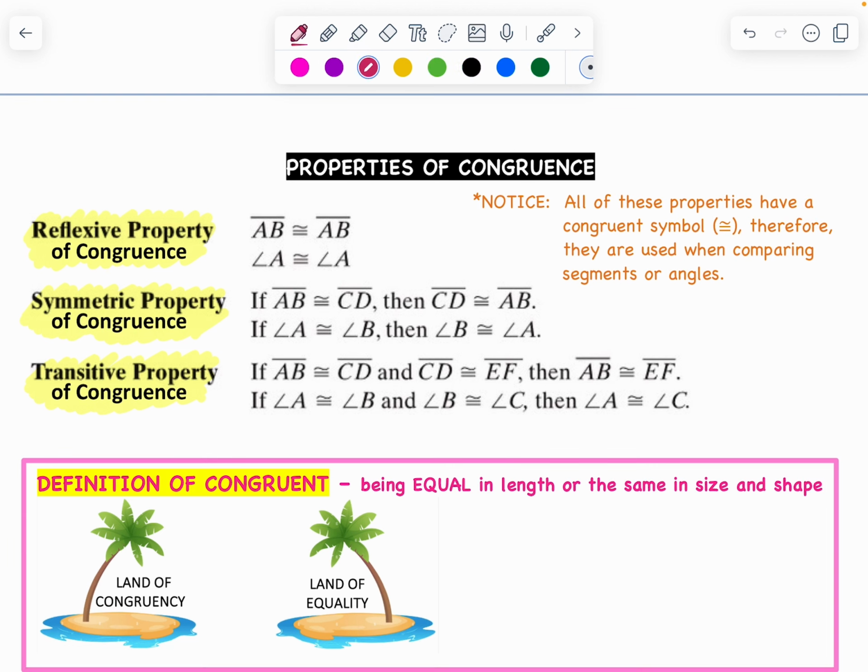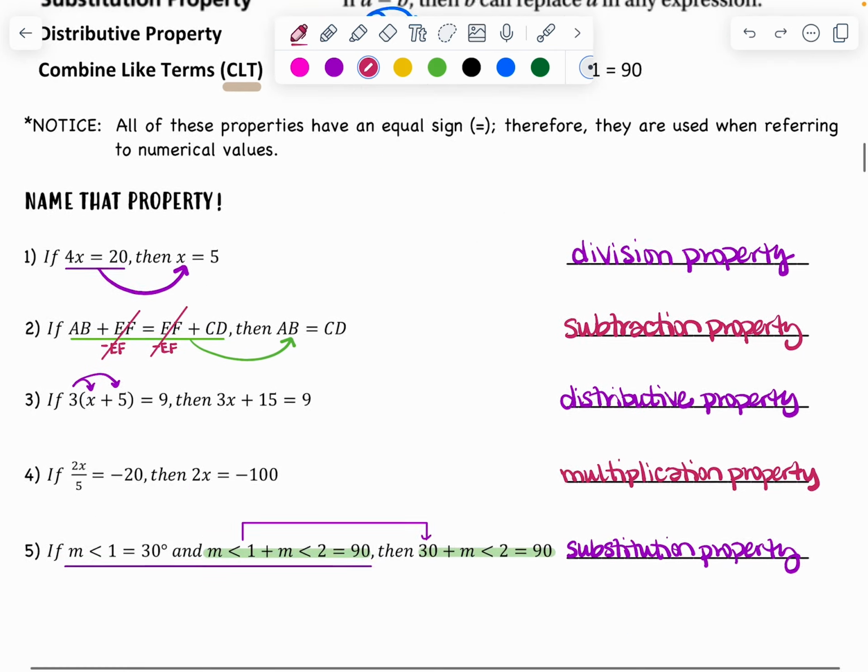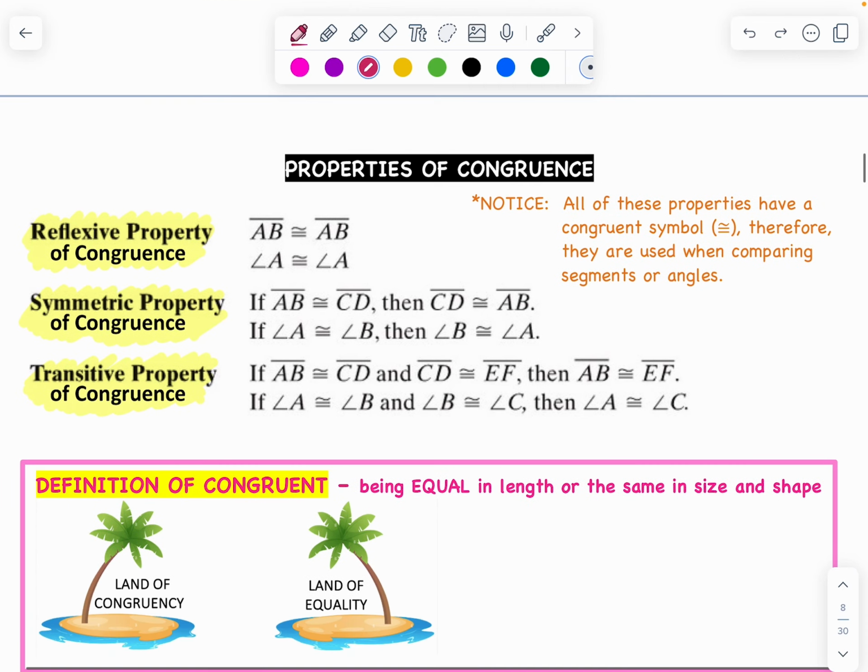So I'm just going to fly through this really quick. Your reflexive property, of course, says that anything is congruent to itself. So segment AB is congruent to itself. Angle A is congruent to itself. That makes perfect sense. The symmetric property of equality says I can switch the 2 sides of my equation and they're still equal. Well, the symmetric property of congruence says the same thing. If I have a congruency statement, I can simply switch the sides and they're still congruent.